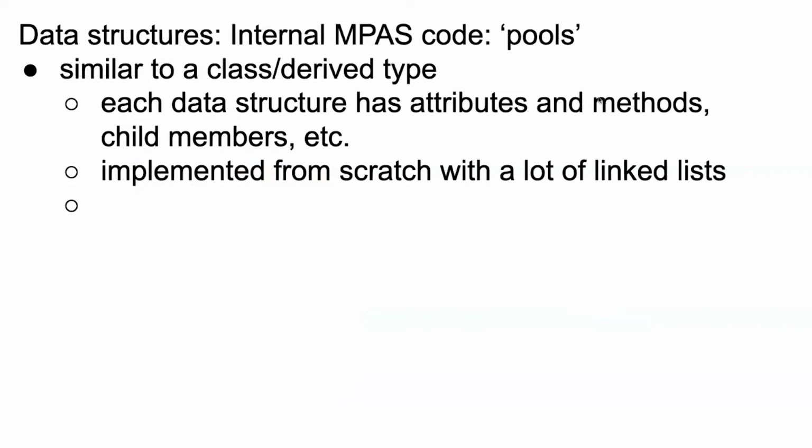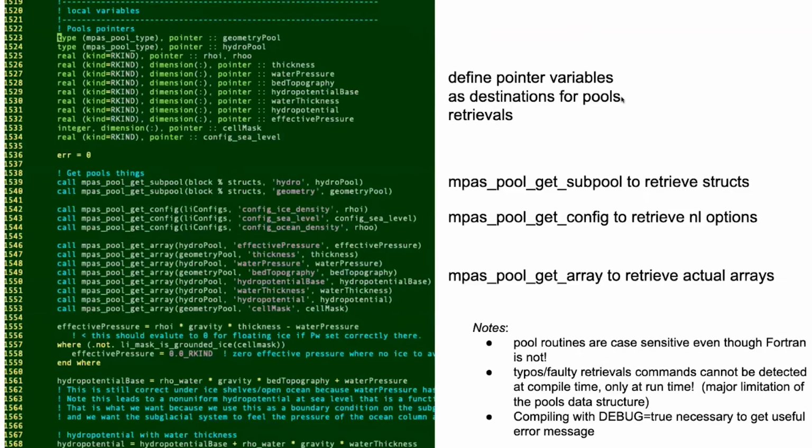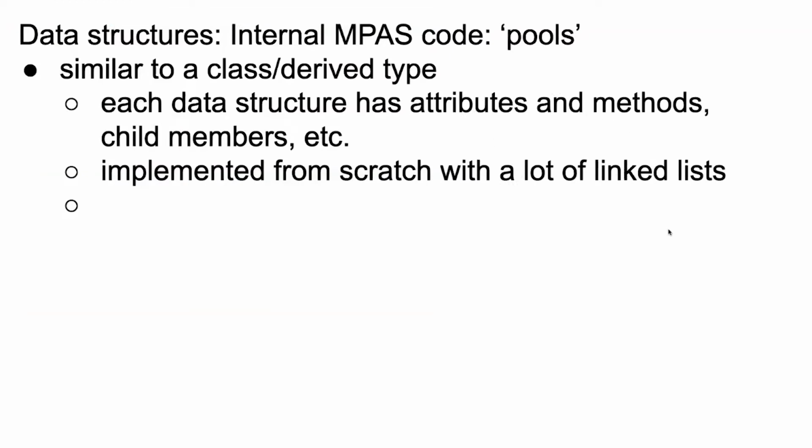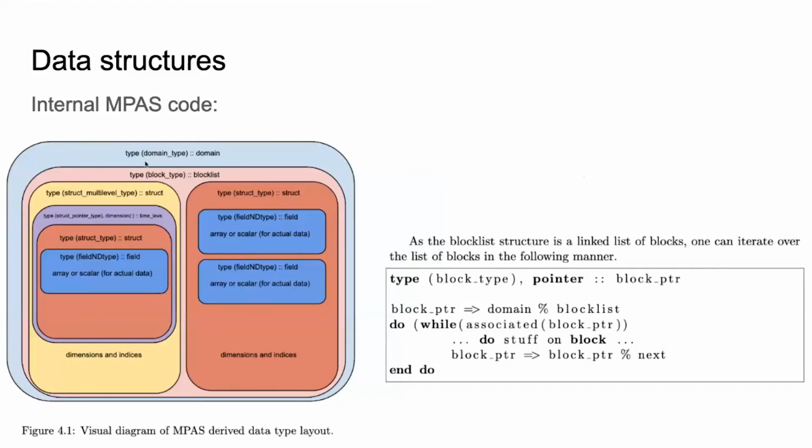So there's also this concept of pools, which is a custom data structure that Doug and Michael developed, which is similar to a class or a derived type in that each of these pools can have attributes and methods, child members, etc. But it was implemented from scratch in Fortran and includes a lot of linked lists. Again, I don't want to go too much into that, but you'll see a lot of pool accessor routines, and if you look at the pools code, you'll see a lot of linked lists. It was basically just a custom way to implement these multiple layers.